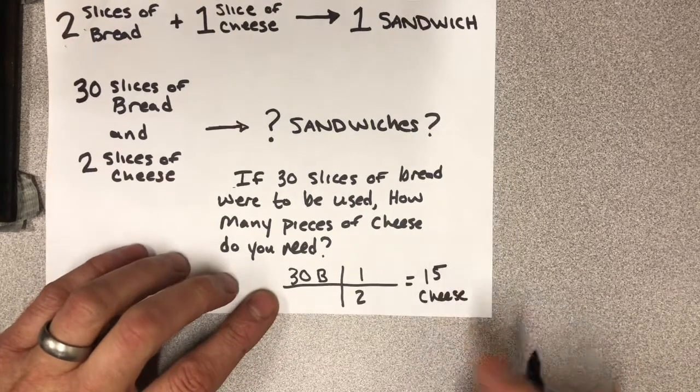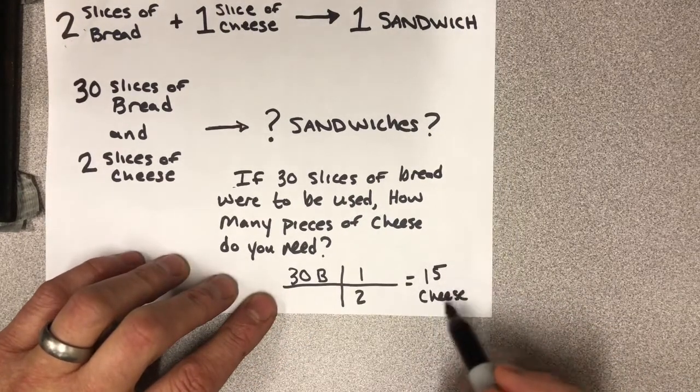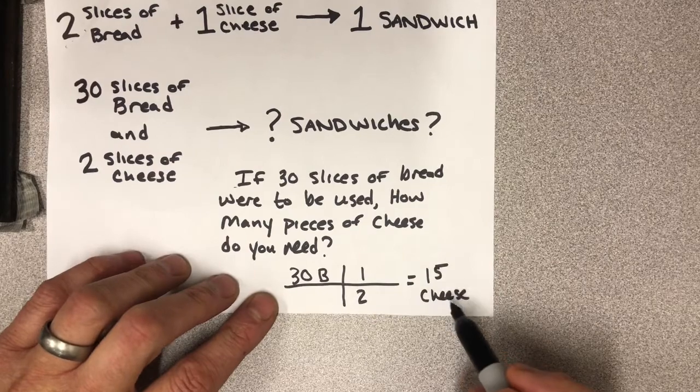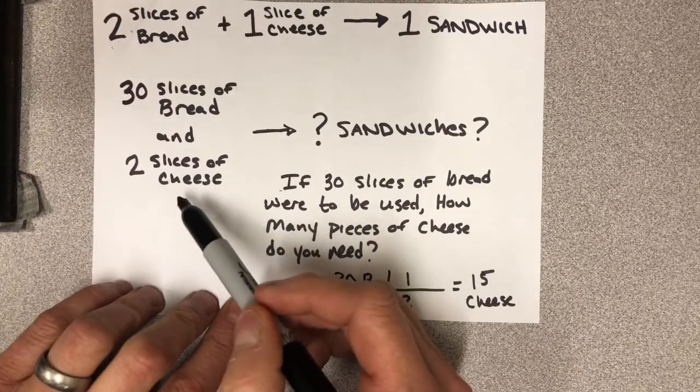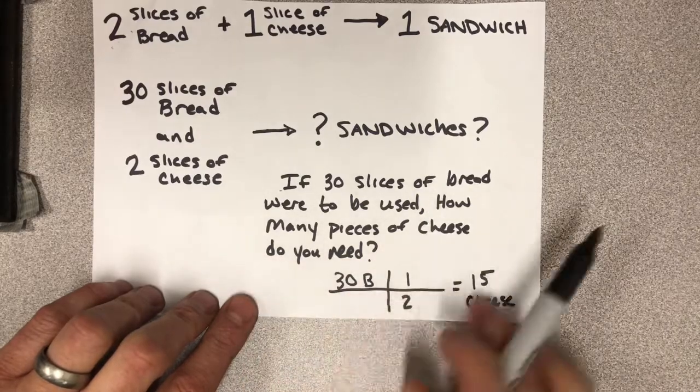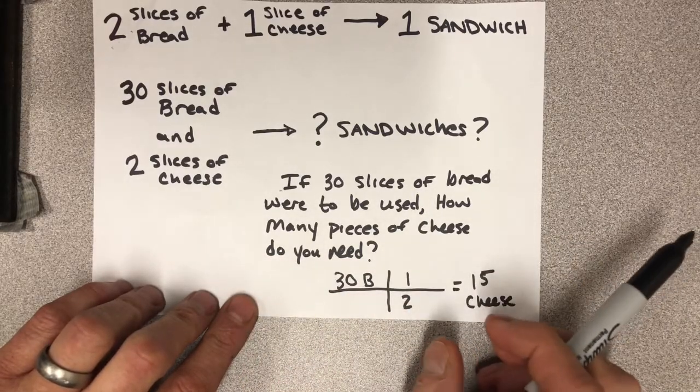And clearly comparing the amount of cheese that would be required to use up all the bread is not nearly enough because we've only been given 2 slices of cheese. That's the kind of work you're going to do in these limiting reactant problems.